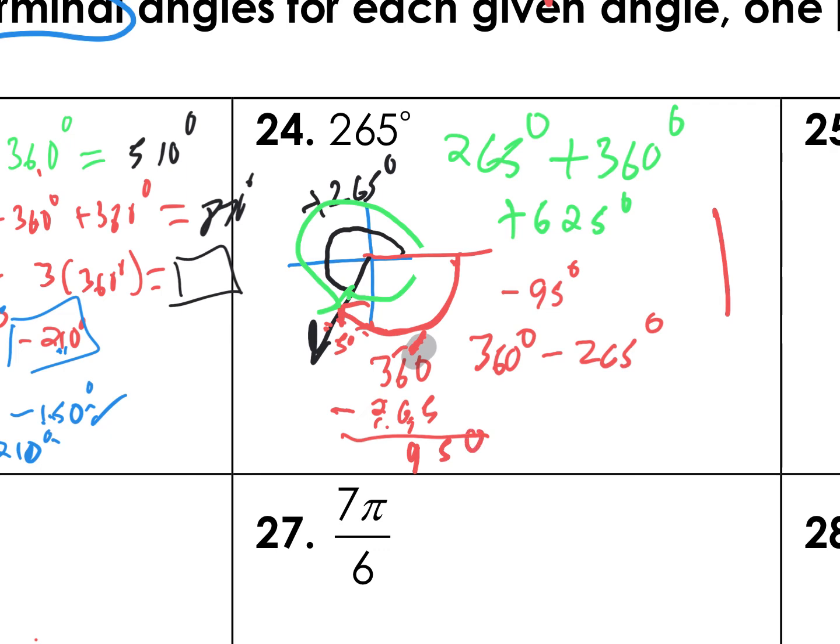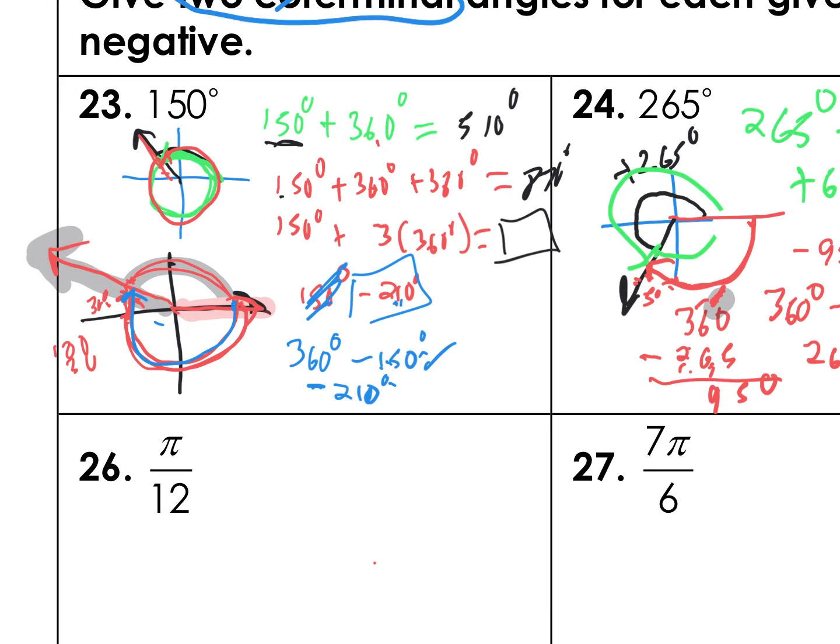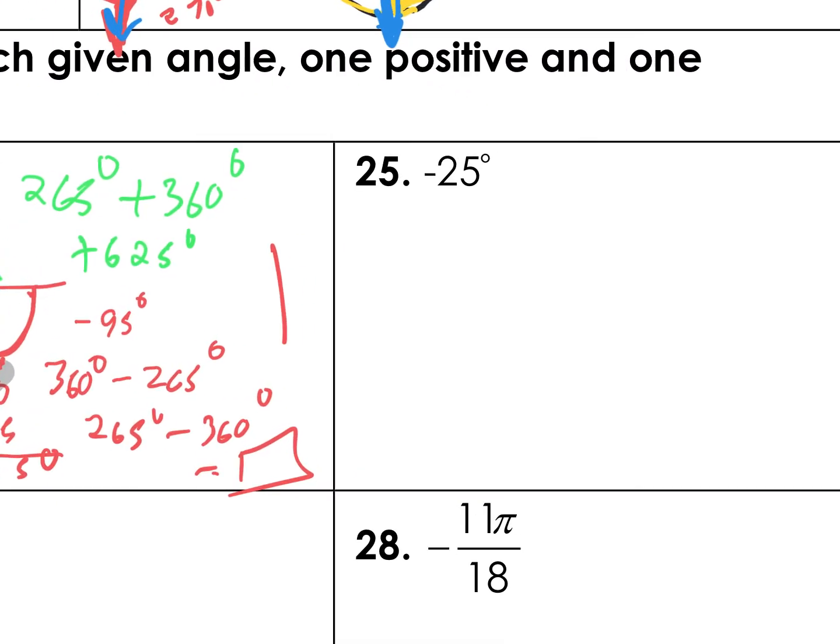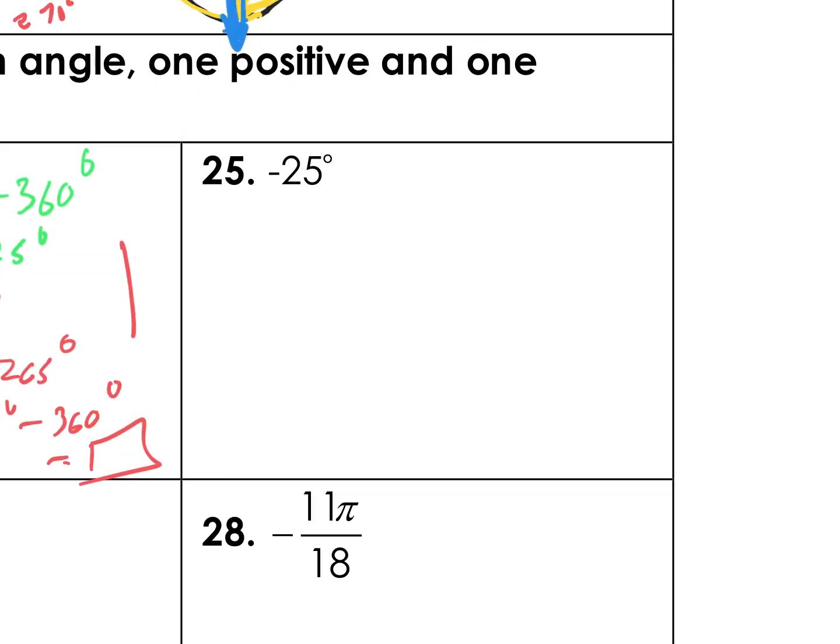You could look at it more like this. You could say go 265 degrees minus the 360. That way you know that it's going to be a negative answer. Same thing with over here. I could have done the 150 minus the 360, and we'll still get the negative 210. It's just however you want to look at it.